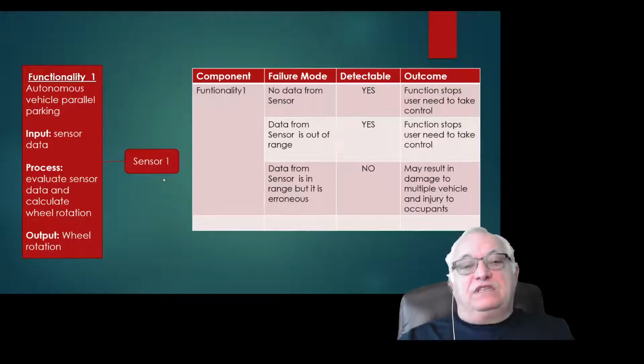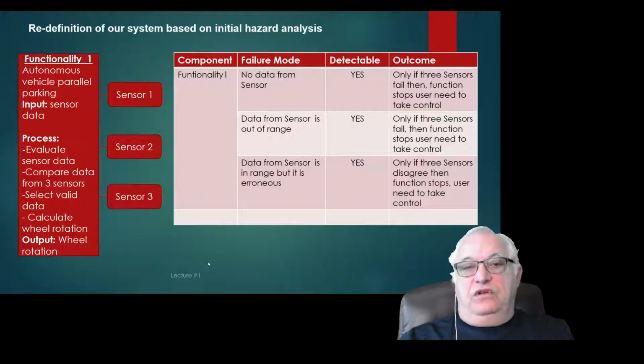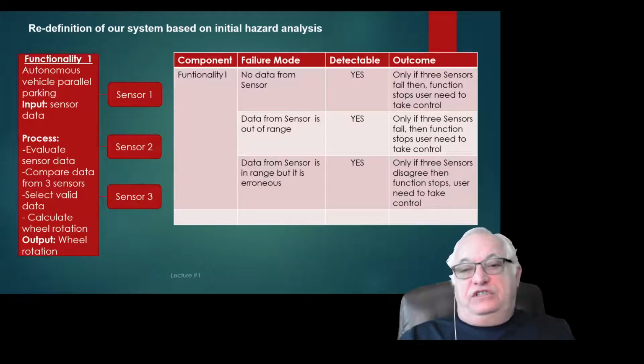Now, in this case, we decided that we wanted a different architecture. So what I came up with is a 3-sensor architecture. So what we do in this case is you have some kind of an algorithm that evaluates those 3 sensors and decides what data to use. For example, you could always look at 2 sensors, and if the data between those 2 sensors disagree, then you look at the 3rd sensor, and it's the tiebreaker to see which data you should use. And if the 3 of them disagree, well, then you stop the function.